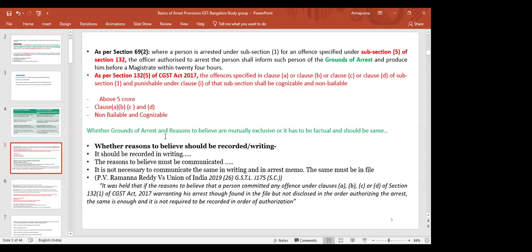So what I understand is that whatever the reasons to believe there are for arresting a person, there should also be grounds of arrest. Say, for example, if a person is doing a fraud, circular trading, based on that, there is a reason to believe that he has to be arrested. So when the grounds of arrest are specified, he also has to specify why there is a reason to arrest a person.